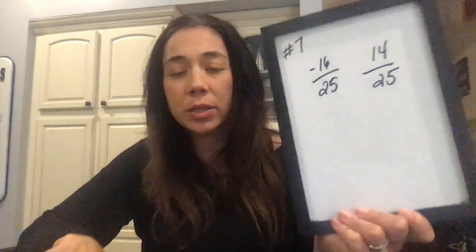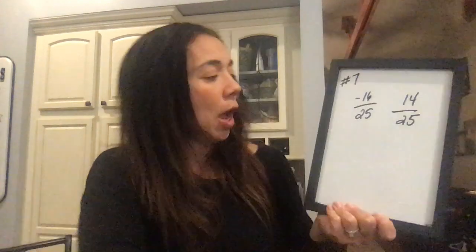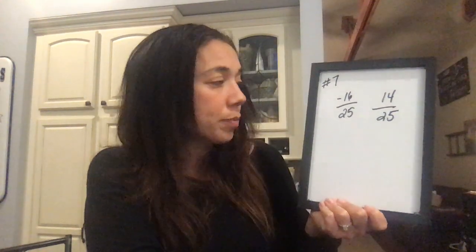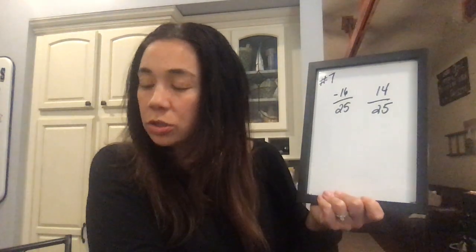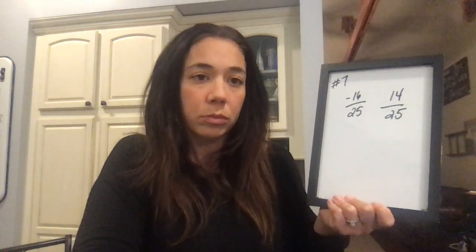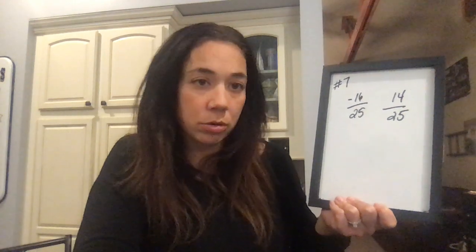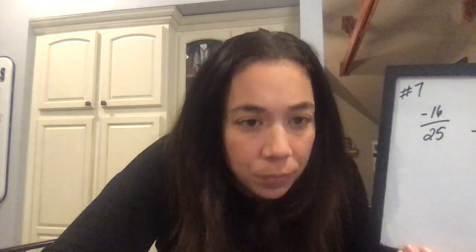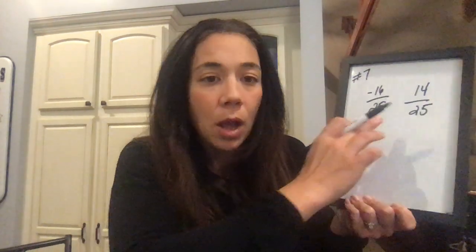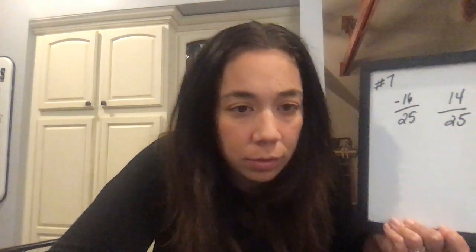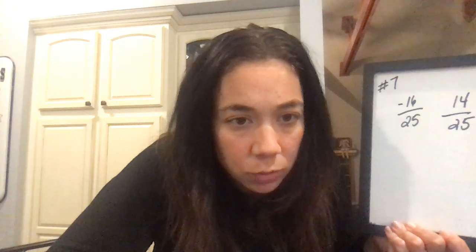Okay, so we're going to do number 7 together, and this is kind of an easier one, and it's easier because it already has common denominators. So when it has common denominators, all we have to do is compare your numerators. So in this case, it's a negative 16/25 compared to a positive 14/25.